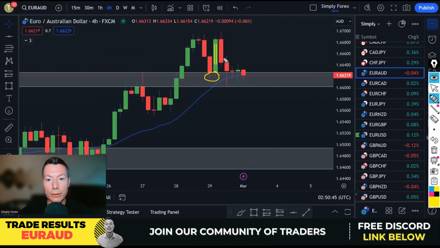By goodness, we got the reaction. But I'm not going to buy that. I'm not going to buy this green H4 candle straight into resistance. That would be madness. And sure enough, it comes shooting back down from there. I'm still interested in this level, and it seems to be holding.